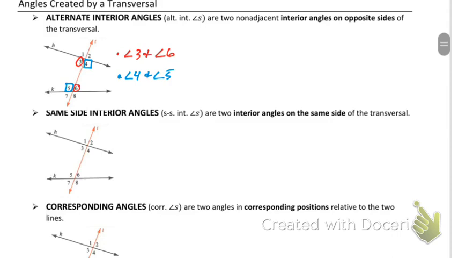Our next one is same side interior angles. So it's still interior. Now we're just same side. Can someone give me an example? So we have 3 and 5. All right, can someone give me the other pair of same side interior? Yay, 4 and 6.